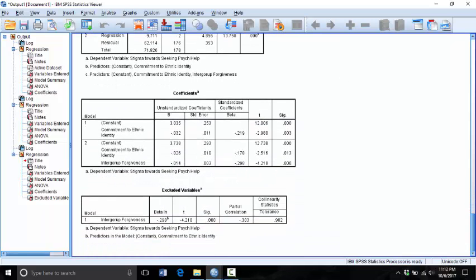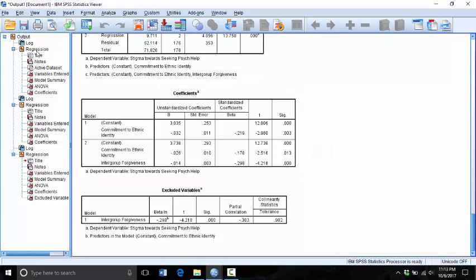And like before, we can look at the coefficients table and look at our coefficients to get an idea of the direction and of the strength. And also see that both were significant.